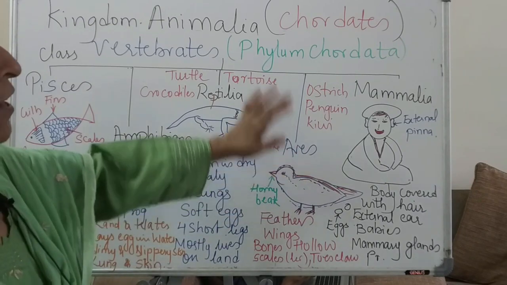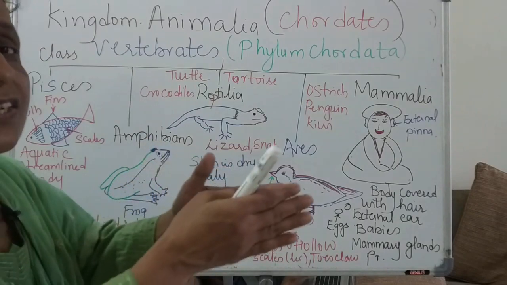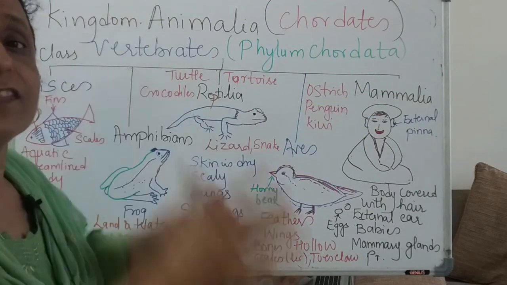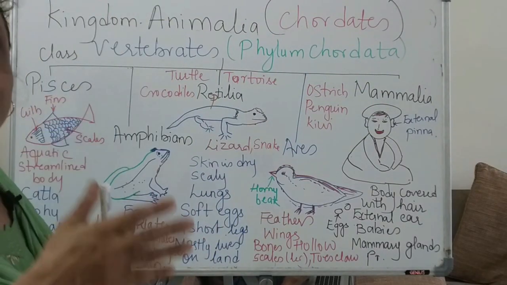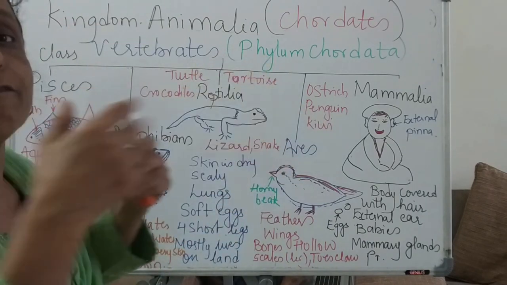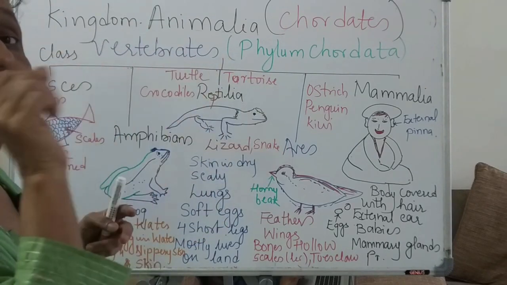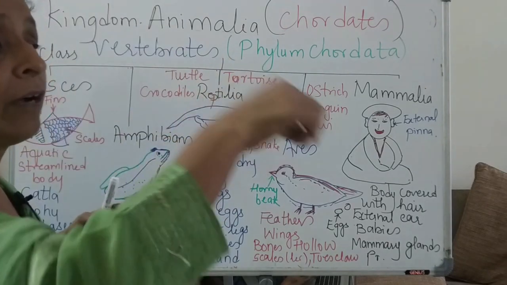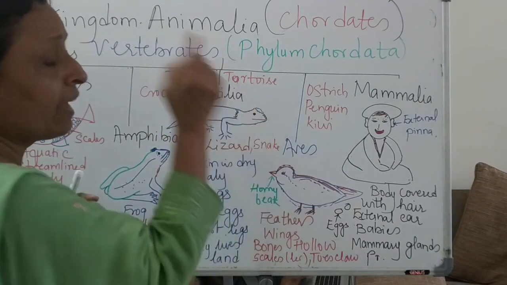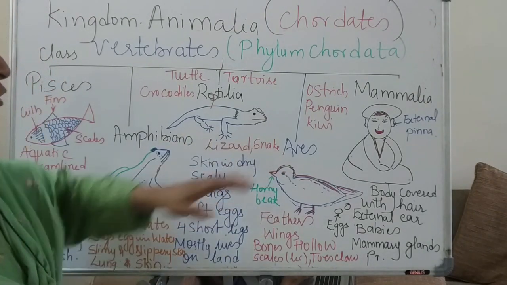Next comes the Aves. Aves are the birds. Again, their body is streamlined because they have to fly. They have feathers on them because they have to fly. Their bones are hollow because they have to fly. They have adaptations to fly. They have a hard, horny beak to pick up the worms. They have legs which are scaly so they can hop on land. So this is the adaptation of Aves.